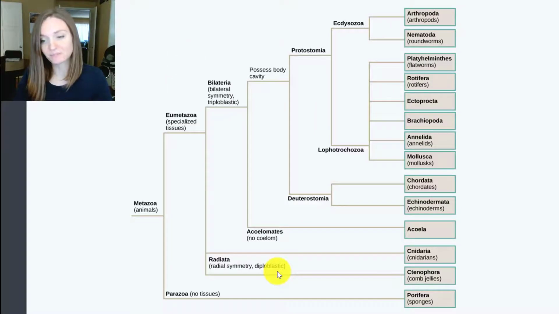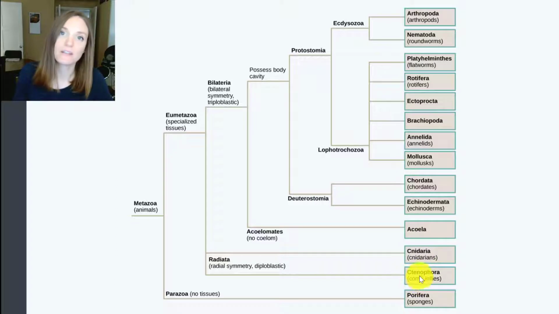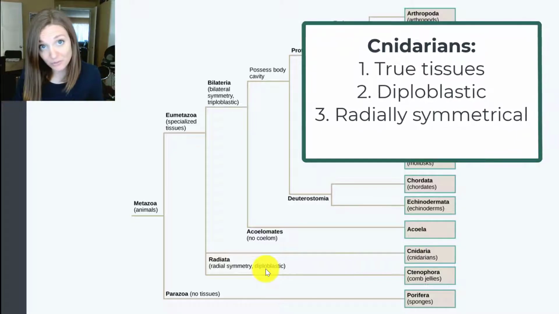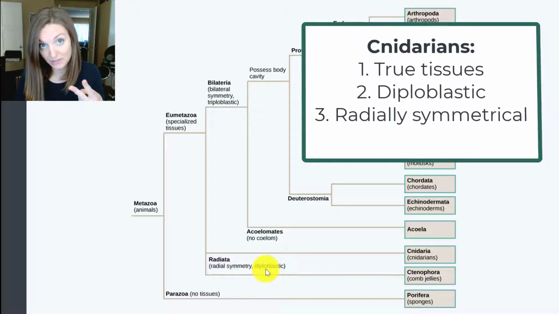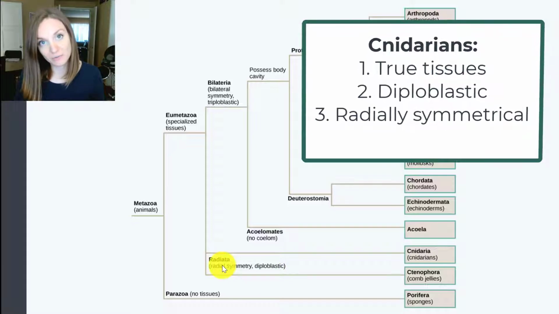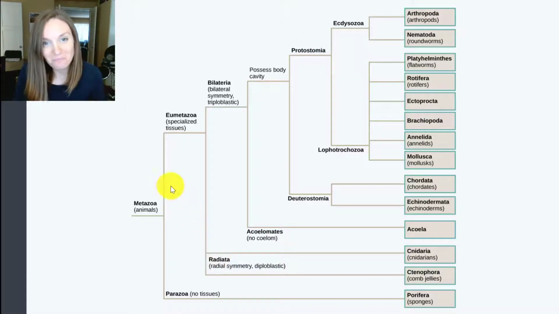So we're talking in this video about cnidarians, but there's also another phylum in here, the ctenophores. We might do a video on those later, but for this video we're just focusing on the cnidarians. They have true tissue layers, two instead of the three we see in the bilateral animals. So they're diploblastic and radially symmetrical. Evolutionarily speaking, that's kind of what a cnidarian is.